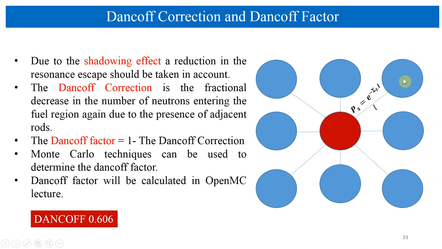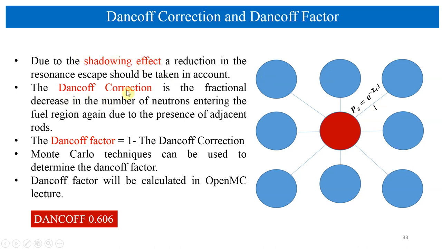The word shadowing effect means that other fuel rods make a shade that reduces the number of neutrons that return back to this fuel. So that is what we call the shadowing effect.